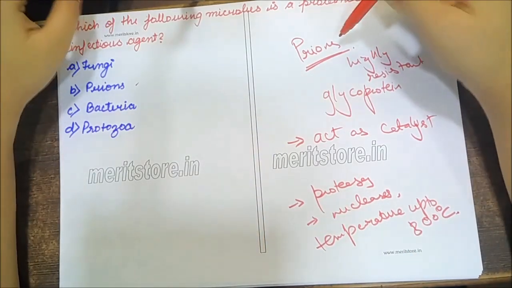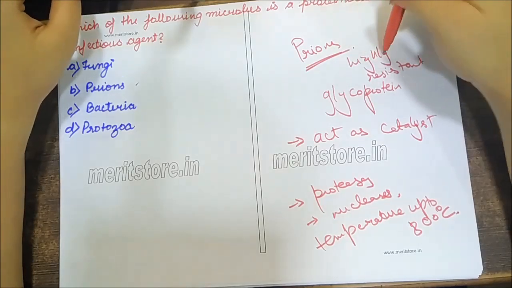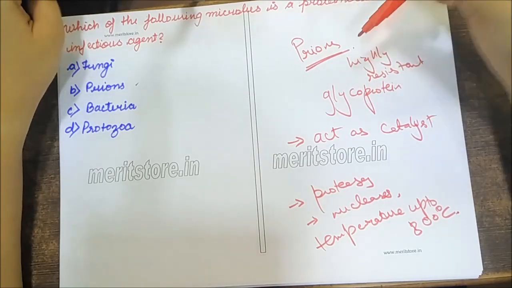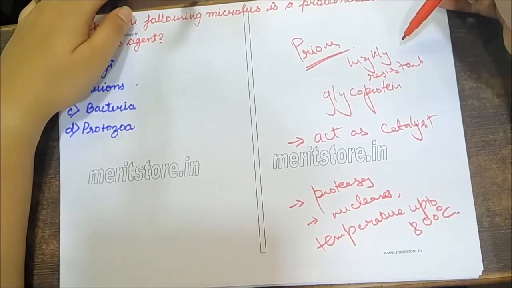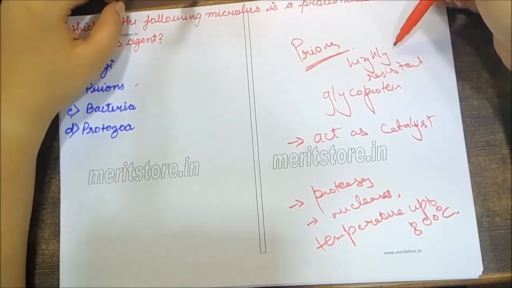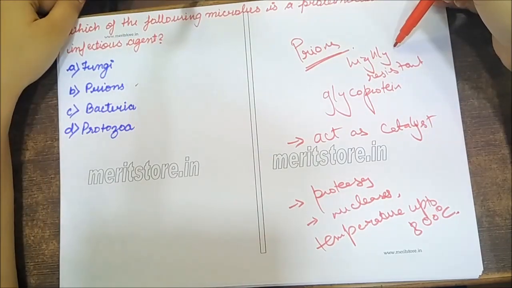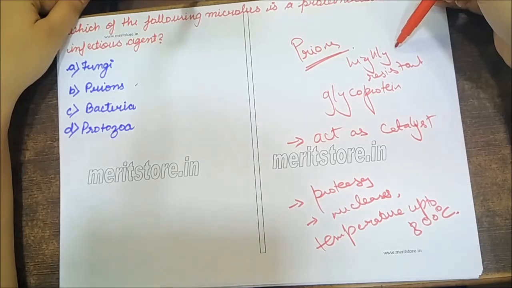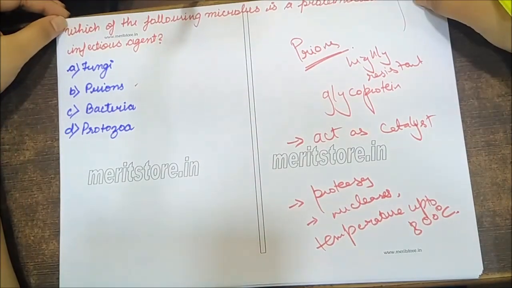So the answer for this is prions. Prions are highly resistant glycoprotein. They act as catalyst. They are highly resistant and not affected by proteases, nucleases, temperature, which is particularly up to 800 degrees Celsius, and UV radiations plus formaldehyde.